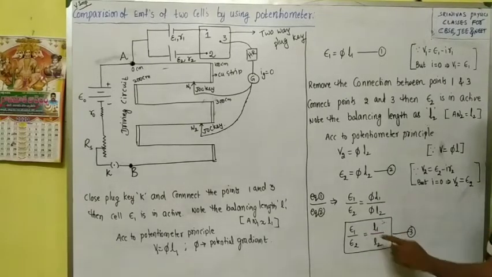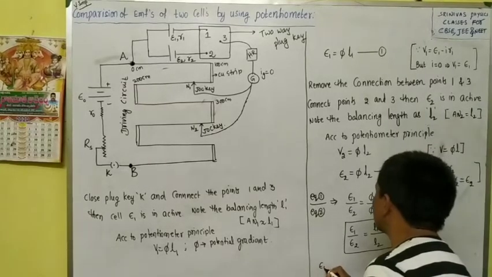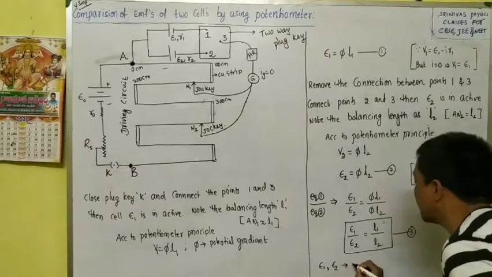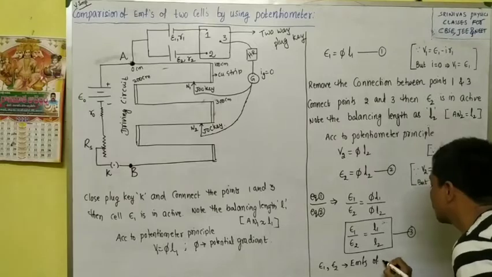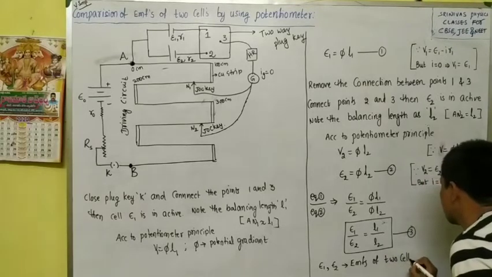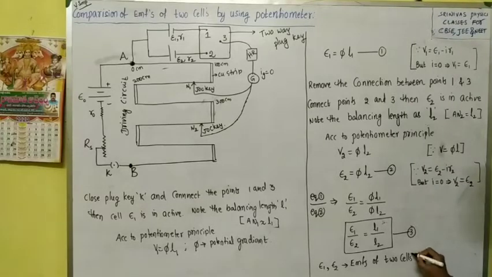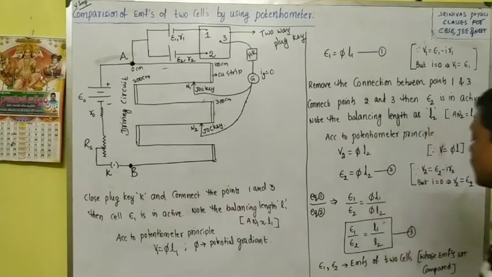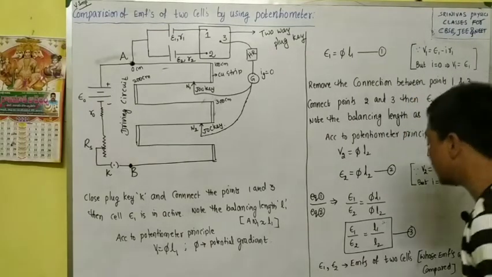Comparison is nothing but finding the ratio of EMFs of two cells. E1, E2 are the EMFs of the two cells whose EMFs we are going to compare. And L1 is the balancing length corresponding to the E1 cell. L2 is the balancing length for the E2 cell.